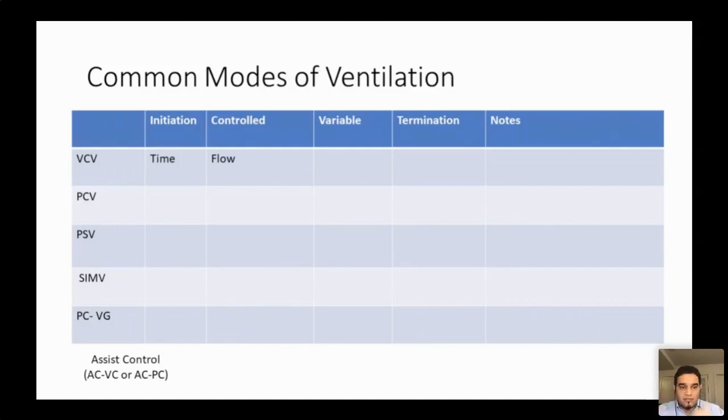So in volume control, we set up the time. Time is the trigger, by controlling the respiratory rate. We control the amount of flow, and the variable here is the pressure. And we terminate this breath by time. What we can adjust in volume control is the tidal volume, and the machine itself will calculate and adjust the flow and the time in these patients.